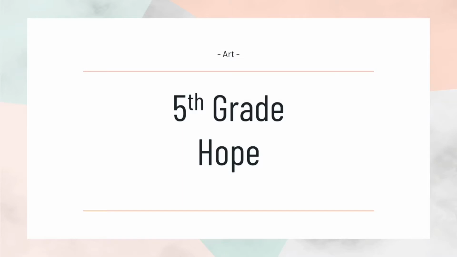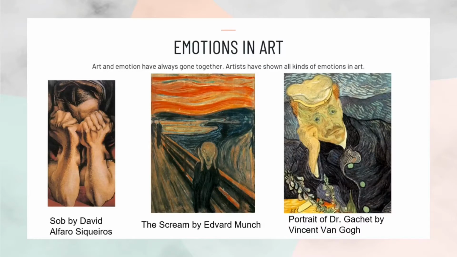But before we do that, I want to talk to you about emotions and art. Art and emotions have always gone together, always. Artists have shown all kinds of emotion in art. On the far left, you see an artwork called Sob by David Alfaro Siqueiros, and you don't even have to see the woman's face. You know that she's upset. You know that she's sad.